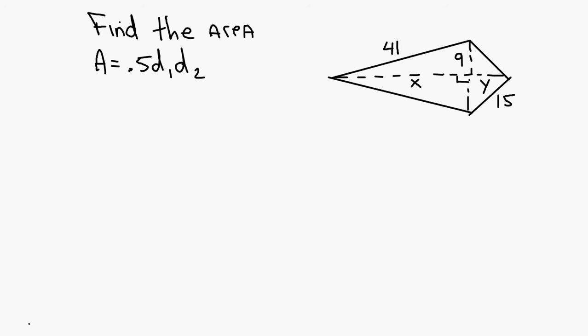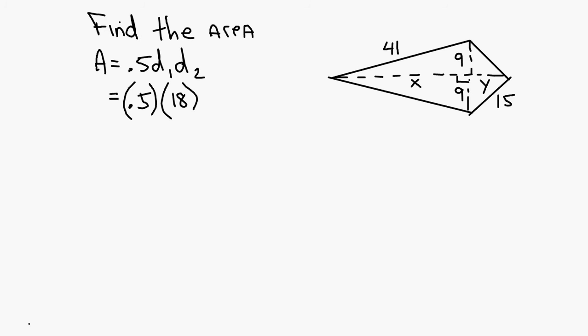Now, one of the rules in a kite, if you don't remember it, is that the diagonal that separates the non-congruent sides is bisected by the other diagonal. What that means is this piece is also 9 in a kite. So what you've got so far is a bunch of information. You've got 0.5 times diagonal 1. What's one of the diagonals? 18. 18, good. And you really only need to find the other one, but you have to find both pieces of it.